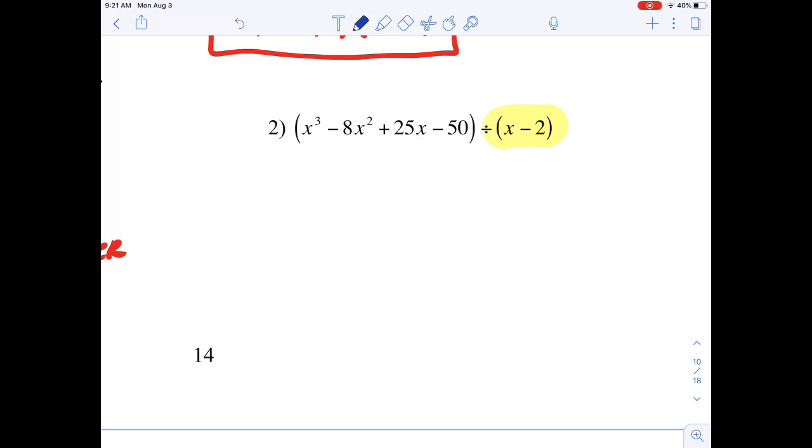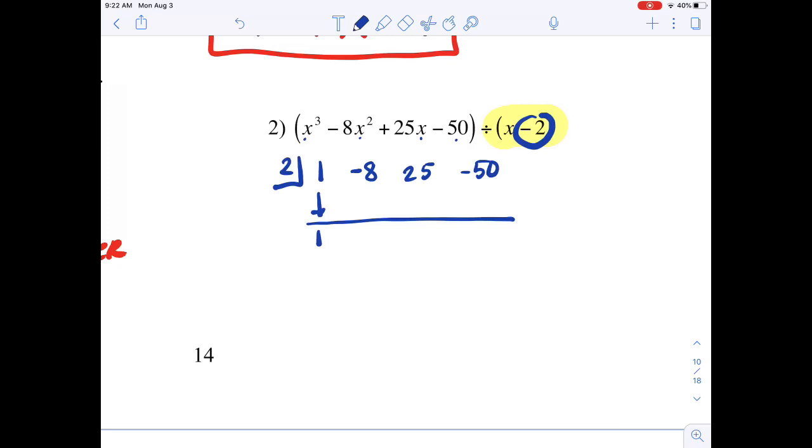So you're going to start by taking the opposite sign of what's inside your divisor. So positive 2 goes on the outside. Check to make sure you don't need any placeholders. X cubed, x squared, x, regular number. Okay, we're good to go. Bring down your coefficients: 1, negative 8, 25, negative 50. Okay, so remember, it's add down your column, multiply by the outside, put it in the next column.